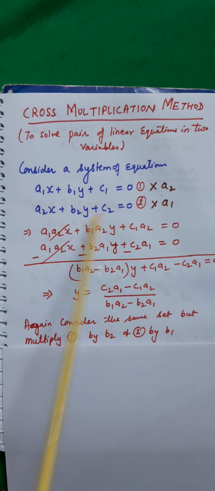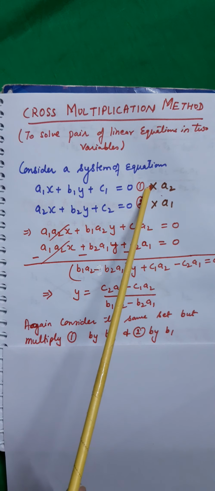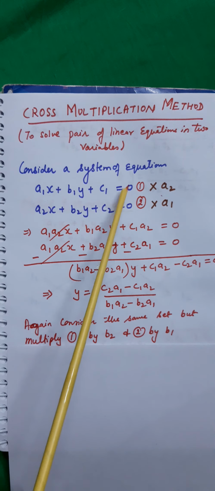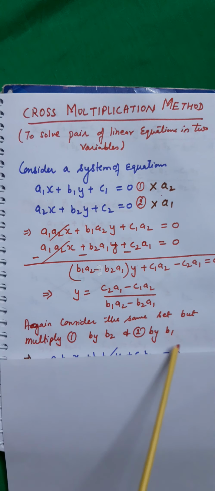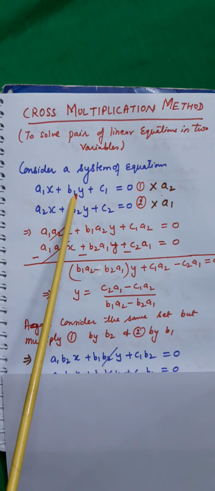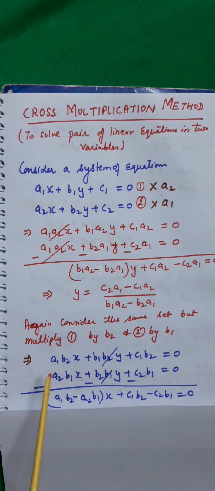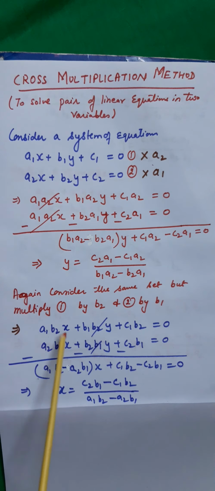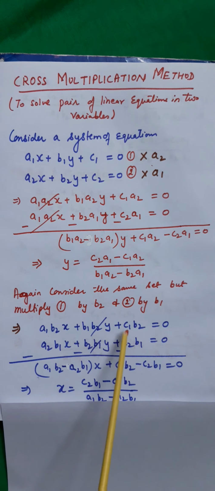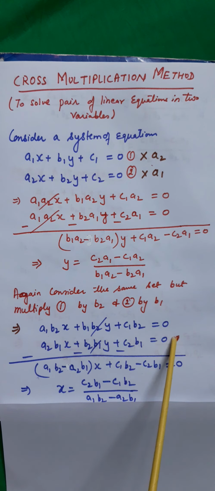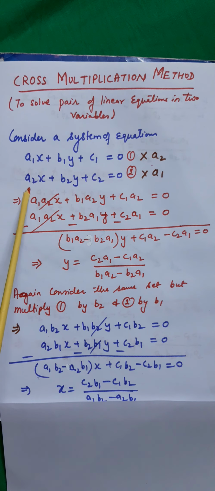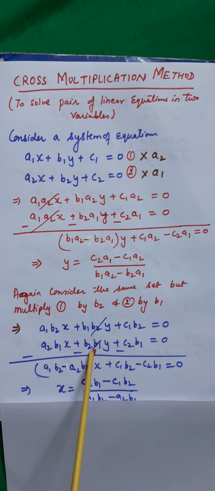Again consider the same set, but now multiply number 1 by b2 and number 2 by b1. Then the coefficients of y will be the same and we will be able to cancel them. So this gives me a1b2x + b1b2y + c1b2 = 0. And this one will give me a2b1x + b2b1y + c2b1 = 0. Since we have to subtract, I will change the signs. So these two coefficients are the same, so they are cancelled.